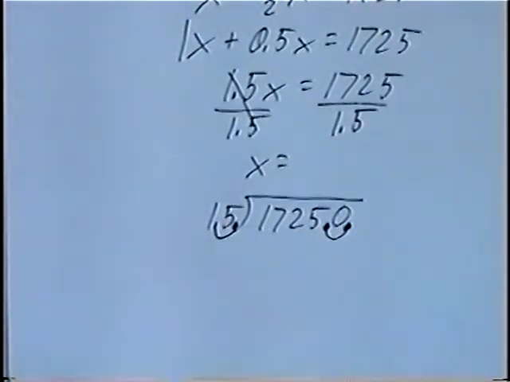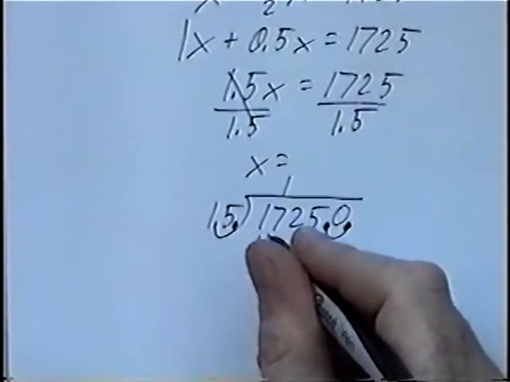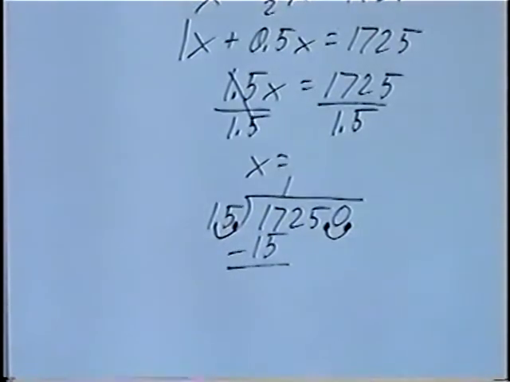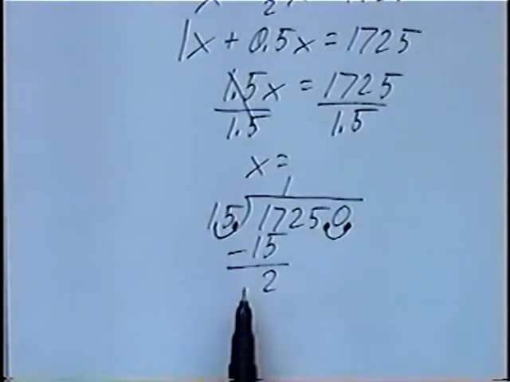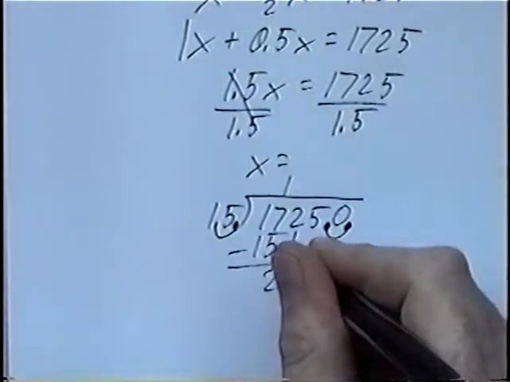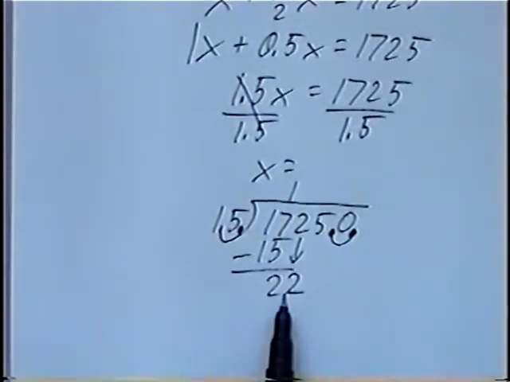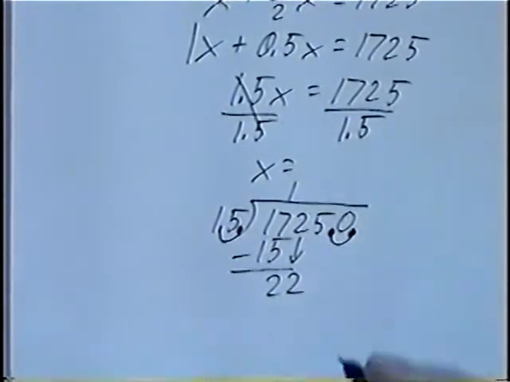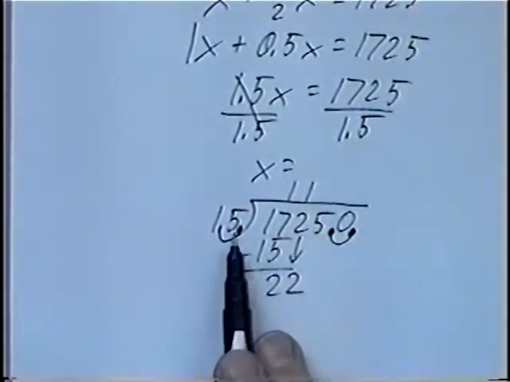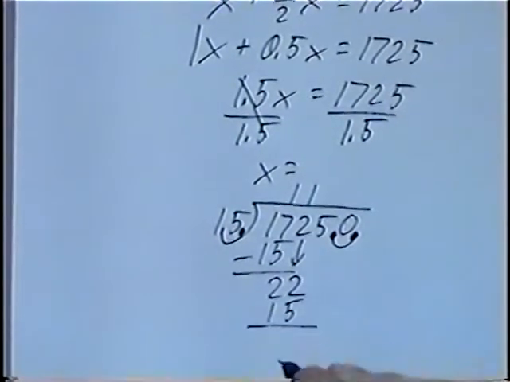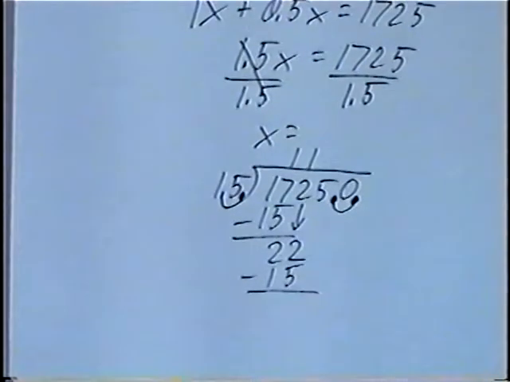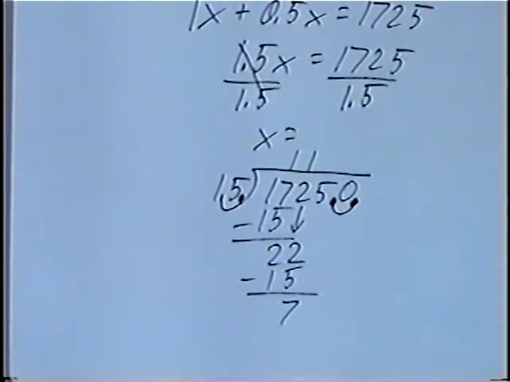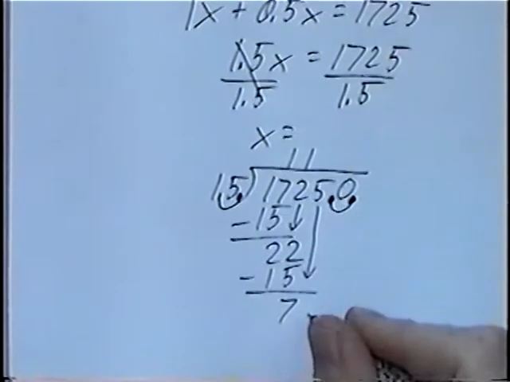Dividing those, 15 goes into 17 one time. 1 times 15 would be 15. And we'll subtract when we divide. 7 minus 5 would be 2. And 1 minus 1 would be 0. Bring down the next number. So we'll have 22. 15 goes into 22, again just one time. 1 times 15 would be 15. And subtracting 22 minus 15 would be 7. And bring down the next number, which is 5.